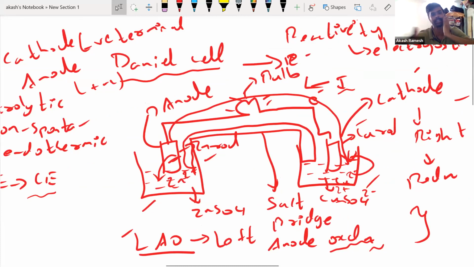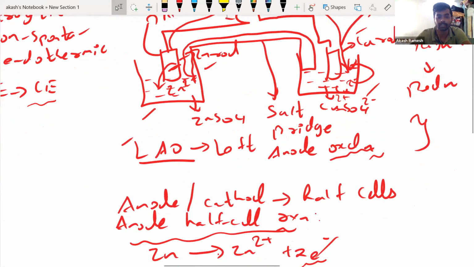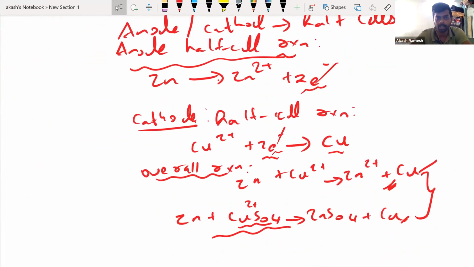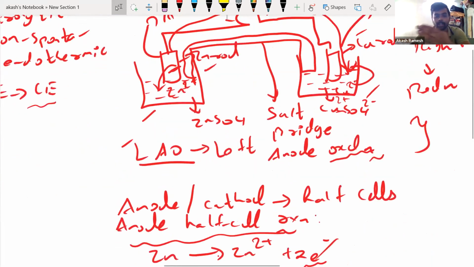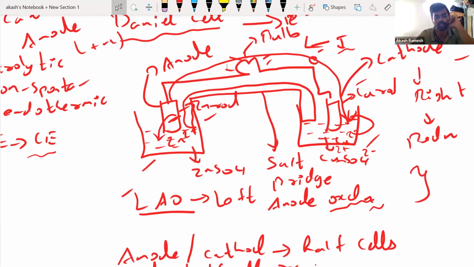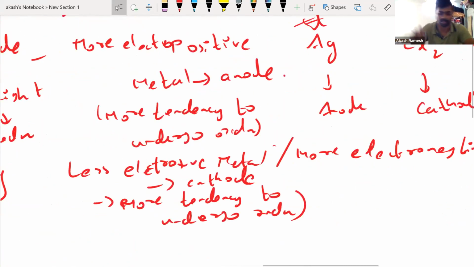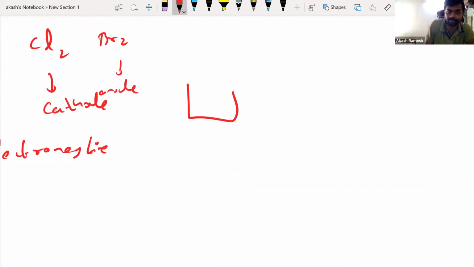Absolutely. So this is exactly how my Daniel cell works. Now everybody should understand what an anode half cell reaction is, what a cathode half cell reaction is, and how to write the overall reaction. And you have to understand from where to where the electron flows, and the opposite direction will be the direction of current flow, and the bulb will glow. Absolutely true. Now the only thing left is the salt bridge, isn't it? What is the use of the salt bridge? For that, guys, I have to redraw the diagram again for you to understand.